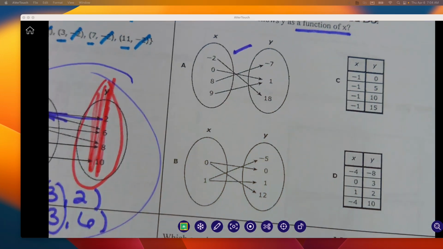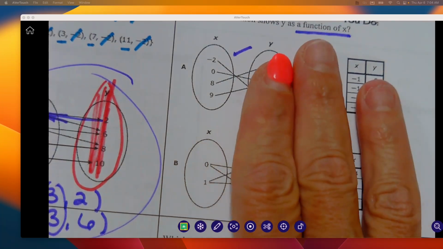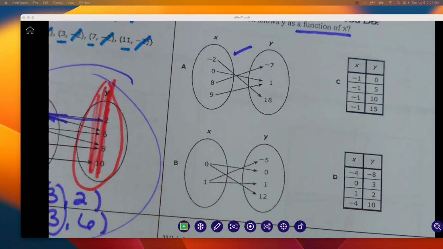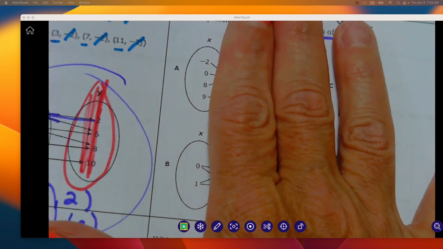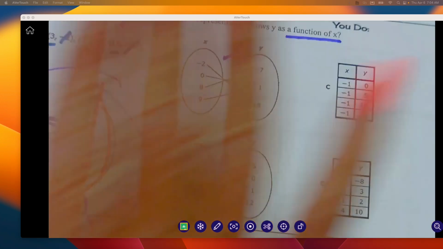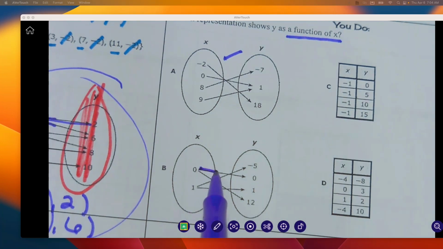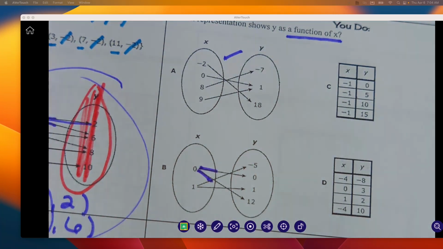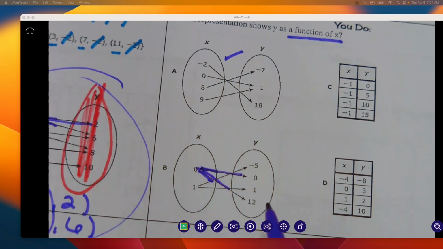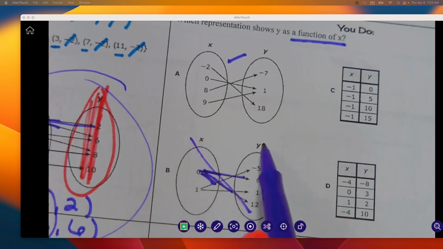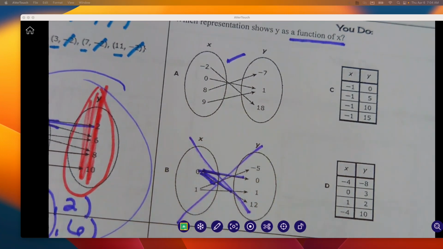Okay, let's look at letter B. I'm going to cover up the y values because remember, it doesn't matter what those are. So none of those x values repeat. We have 0 and 1. But when you look at the lines, you've got 2 lines or 2 arrows leaving each one of those. That means if you would have written that as an ordered pair, it would be (0, 0) and (0, 12). That means since the x repeats, this is not a function.